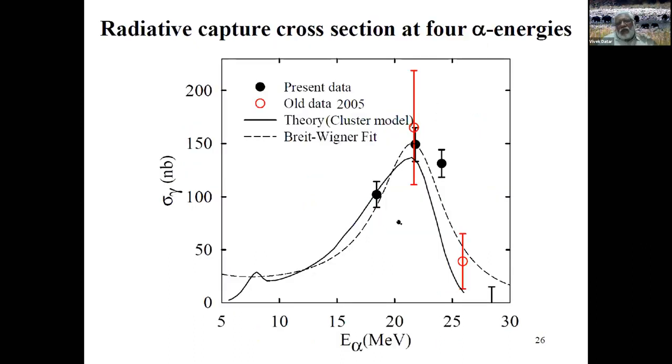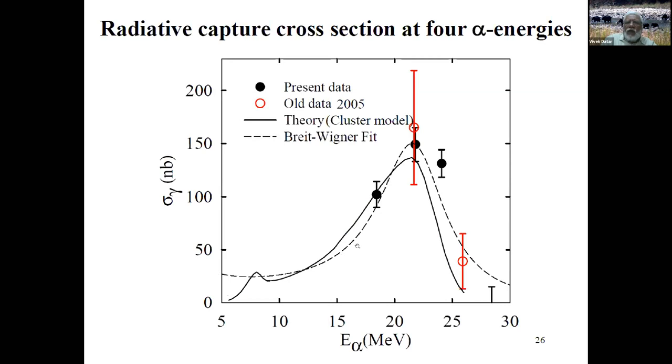Okay, so with the simulation and with the data reduction, we could actually arrive at a radiative capture cross section at these four energies. The red dots are the old data, the 2005 data. The present data is shown in black. For the highest energies, we only have an upper bound because we didn't see anything above background, and so it's just the upper side of the error bar.